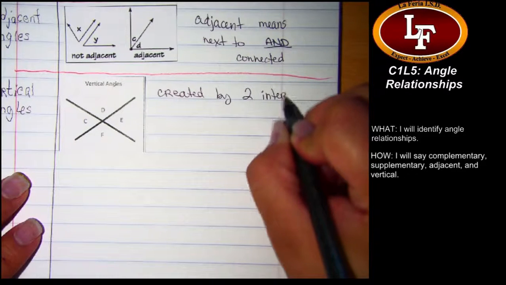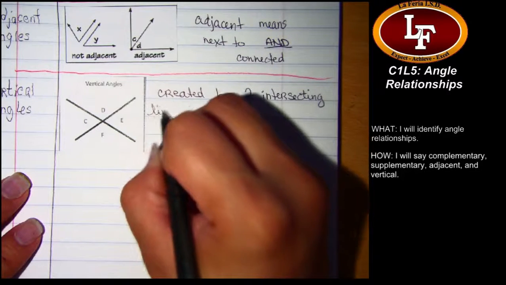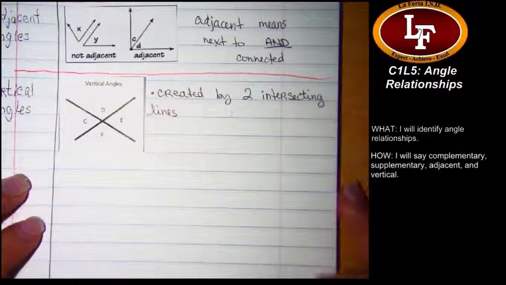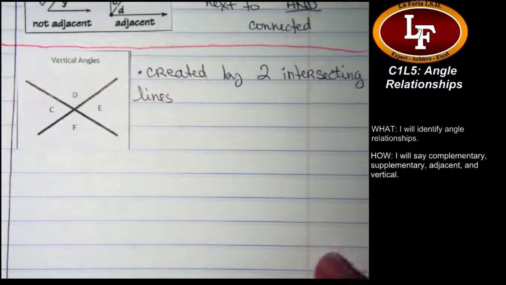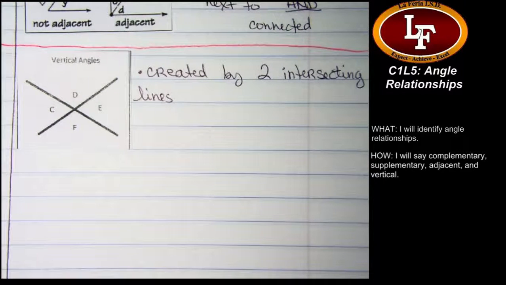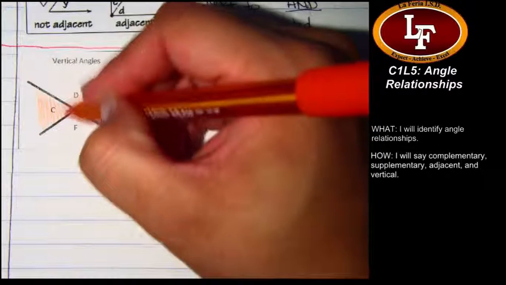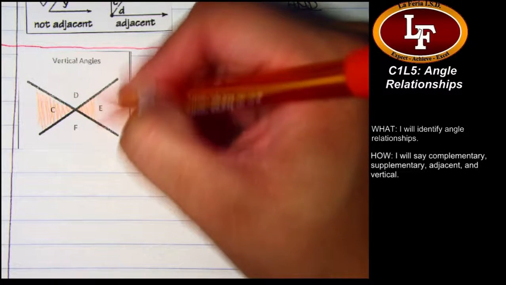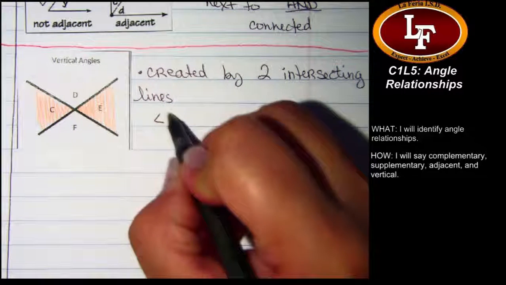Do I need to zoom in more? Or is it big enough? So vertical angles are going to be created by two intersecting lines. Now, the vertical angles, they're going to end up in a picture that looks like this, but this picture isn't vertical angles. The vertical angles are a pair of angles. In particular, they're the ones directly opposite a vertex. C and E are vertical angles.